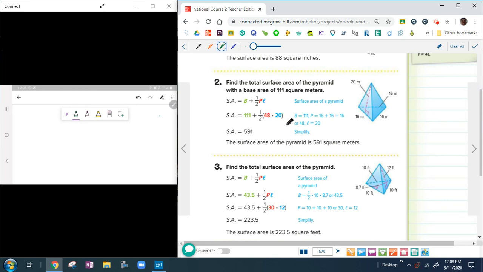All right. A triangular pyramid. So let's indicate the base here. The base is a triangle. All right, the base is a triangle. I'm going to clear that out.